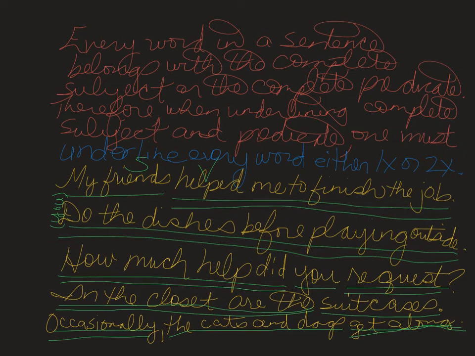Here's another one, an imperative sentence. Note this one. Do the dishes before playing outside. Okay, what is your verb here? Your verb is the first word in the imperative sentence, as it often is in an imperative sentence. Do, okay?